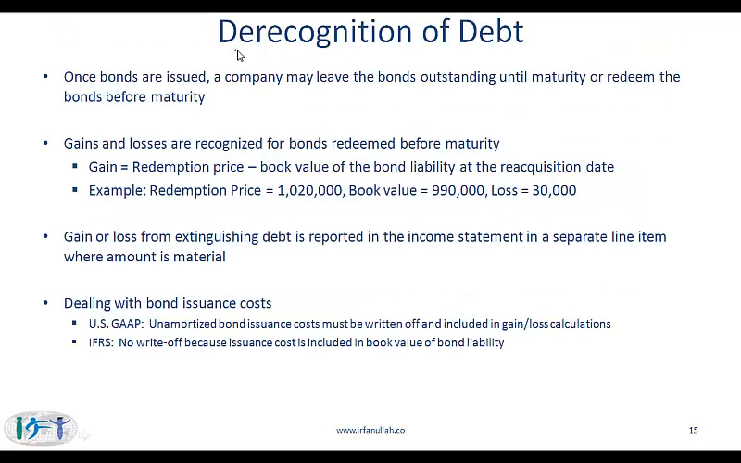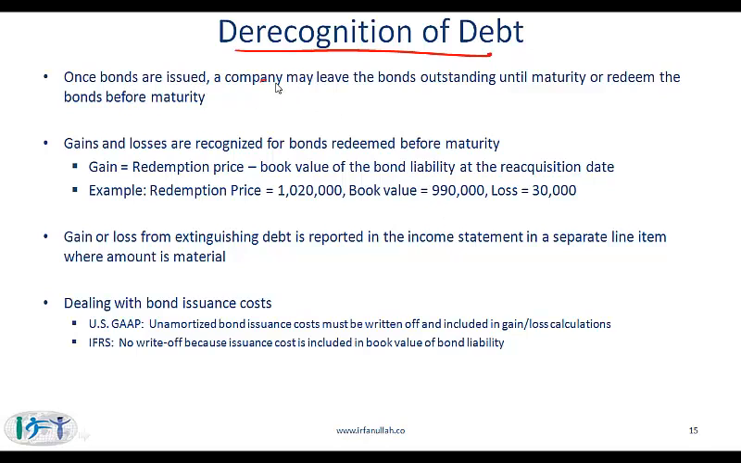Derecognition of debt. What does this mean? It's a fancy term, but effectively it means that a company has issued a bond. Now, when a company issues a bond, either the bond can remain issued and then at maturity the company pays off the par value. So that's one scenario. Or effectively the company can pay off the investor and retire the debt. So that's called redeeming the bond. And later on you will look at different ways of redeeming a bond. But essentially the company is paying off the investor before the bond matures.